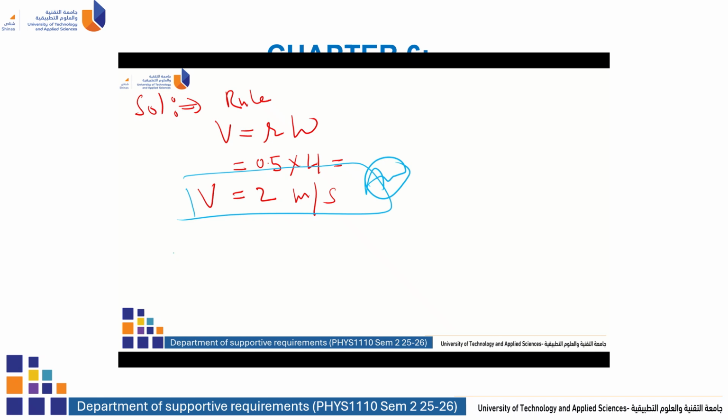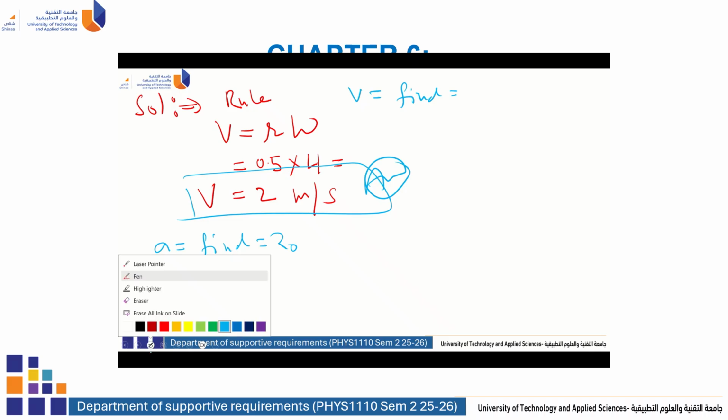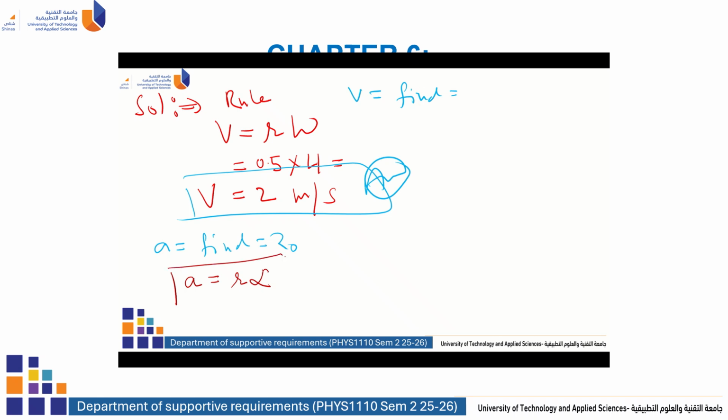Now for the second part, they are asking what is the value of a. So here we have to find a. There is a relation between the linear acceleration and the angular acceleration. The rule is a is equal to r alpha. This is the relation between the linear or tangential acceleration, same meaning as I told, and this is r.